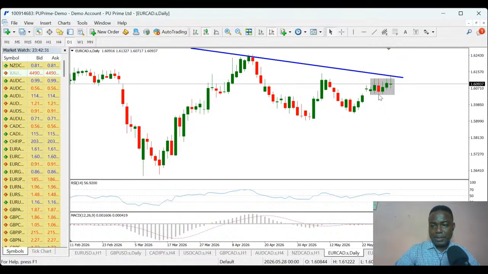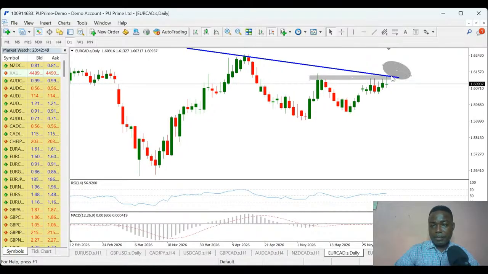But let's look at this further. You can extend this to actually also form a resistance on the daily time frame. So we have a confluence zone where the trend line and the resistance meet. And we also have a rejection candle at that point that indicates a potential bearish movement on the Euro CAD.